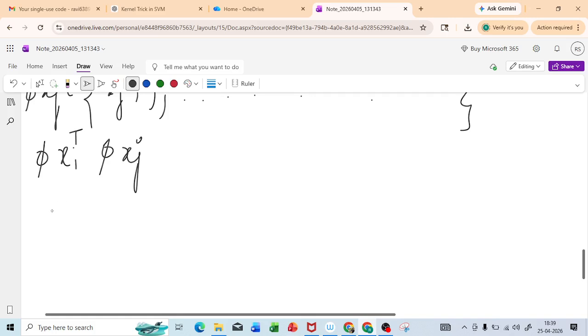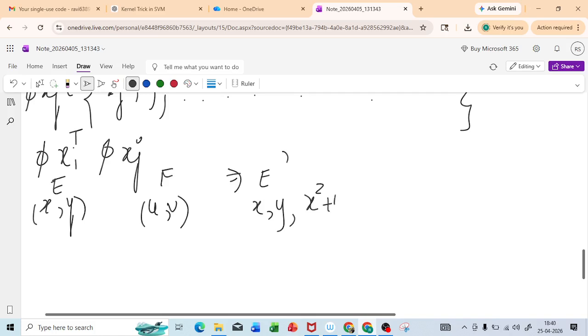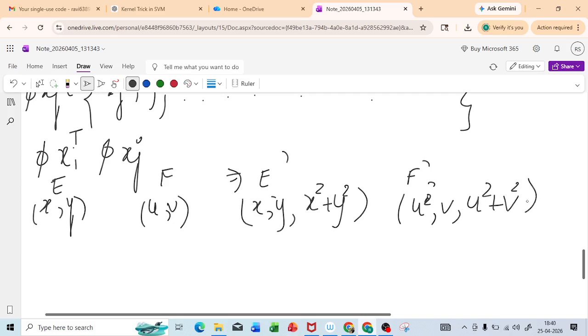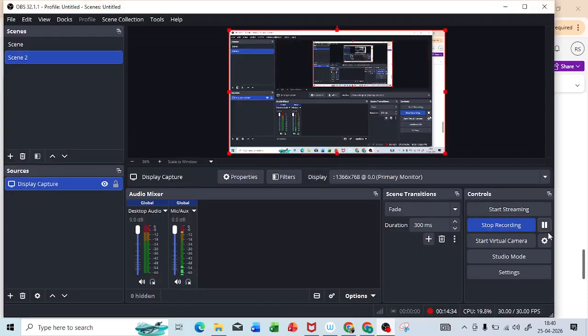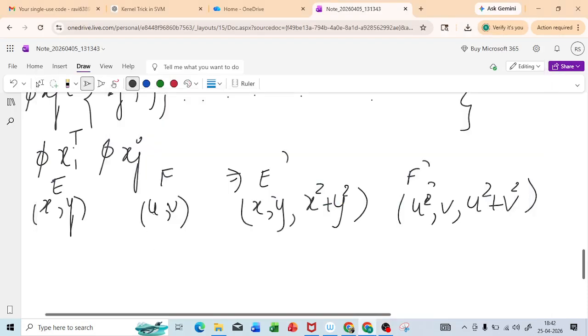So let's do this. Let's imagine we have these two points, x y, let's call it some random point E, and let's call this other point F, which is u v. And let's also talk about the transformed points. These points would be x, y, and x square plus y square, and the other point, F dash, would be u, v, and u square plus v square. So they said that, as I was saying, the scientists did something pretty interesting.